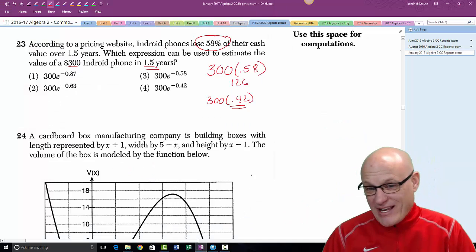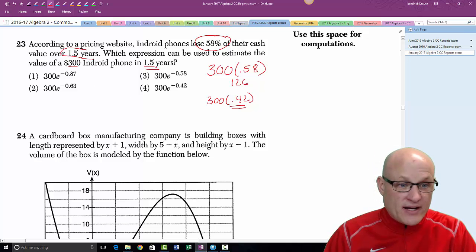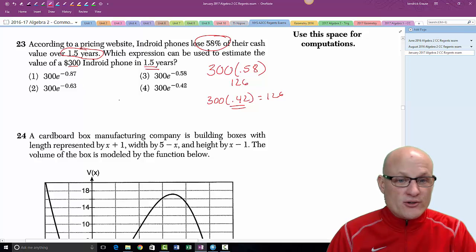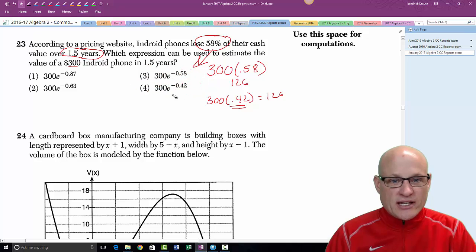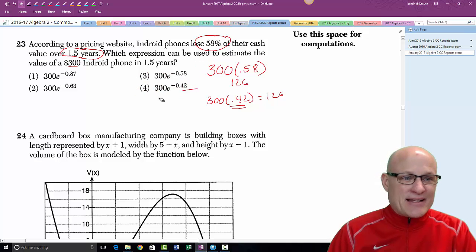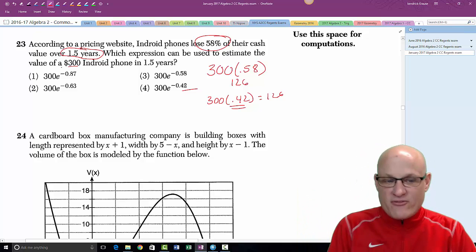So what's the question asking? The question asking is, which one of these, when I put in 1.5, would give me 126? I'm looking for 126. So, a lot of kids chose this as the answer because they're like, oh my God, I see 0.58. We got to put 0.58. Guess what? I'm certain that these are not the ones. Most of the kids saw 0.58, or maybe they were smart enough and went 0.42. So we want to use the one to estimate the value of the phone after 1.5 years. Not how much we lost, the value of the phone.